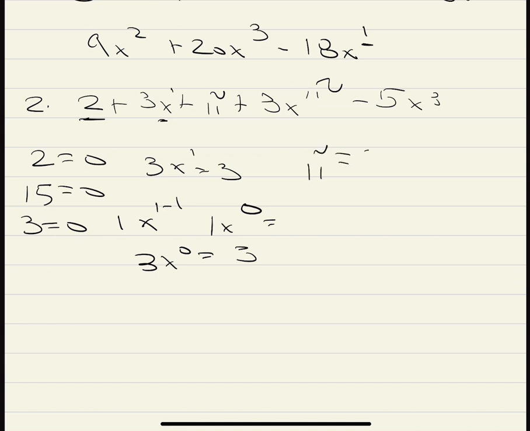Pi, we can represent as 3.14 or 3. It doesn't really matter. Essentially, it's a constant. It's just going to go to 0.